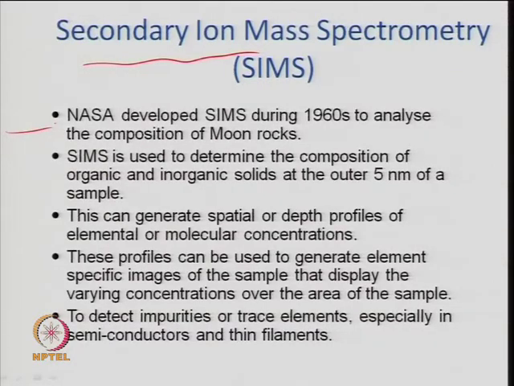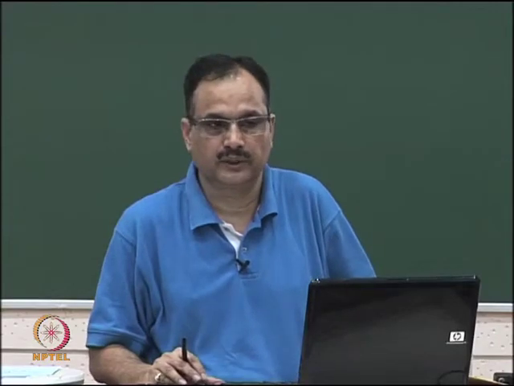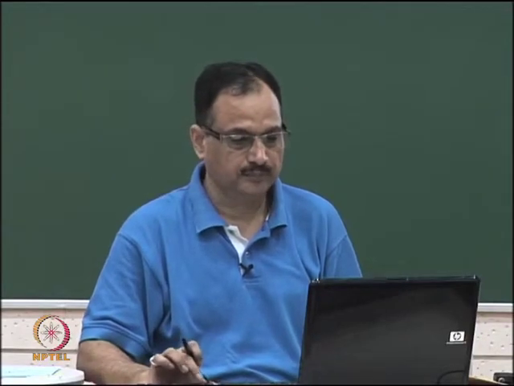So, information can be obtained for a catalyst up to a certain depth, and the profiles can be used to generate element specific images of the sample that display the varying concentration over the area of the sample. So, at different locations you can find out the compositions or the oxidation states of the catalyst, or whatever surface is formed or created during the preparation. So, the impurities can be determined. For semiconductors and thin films, you can find out the impurity also.